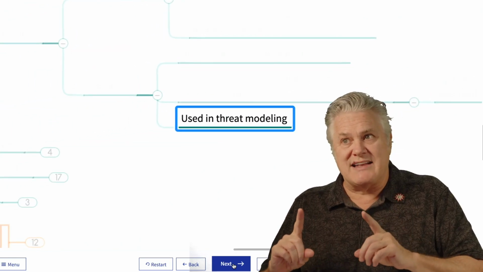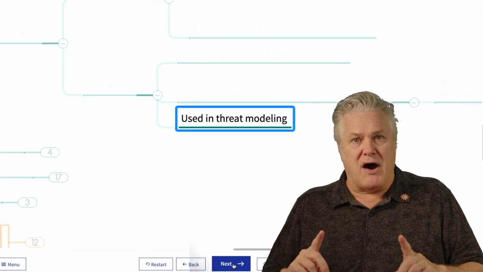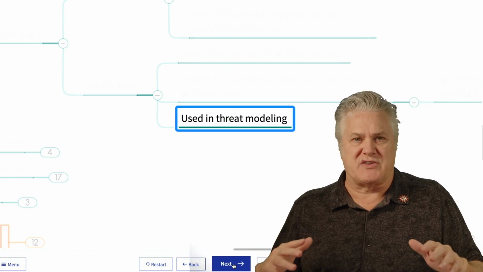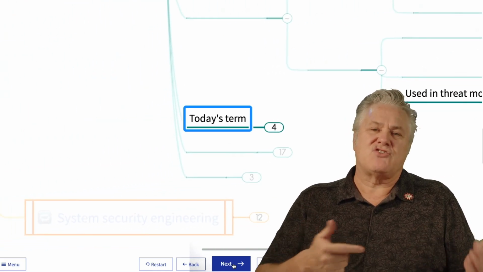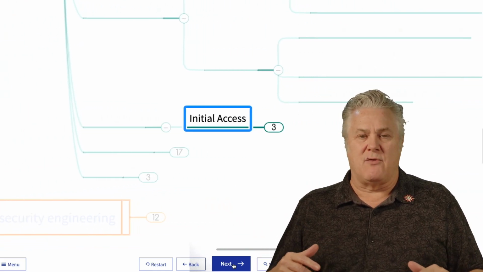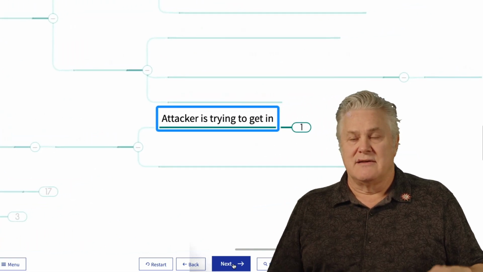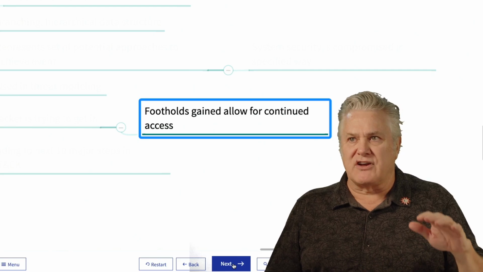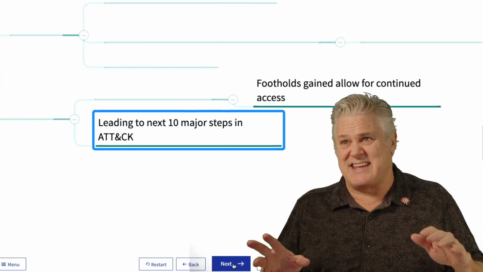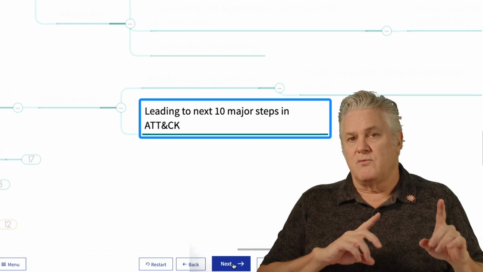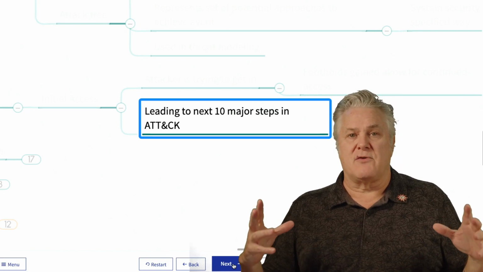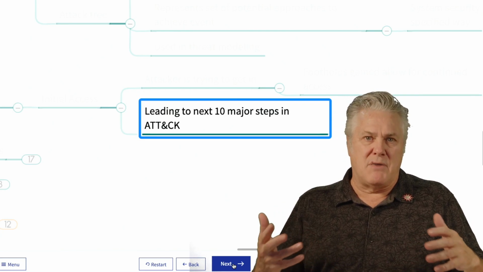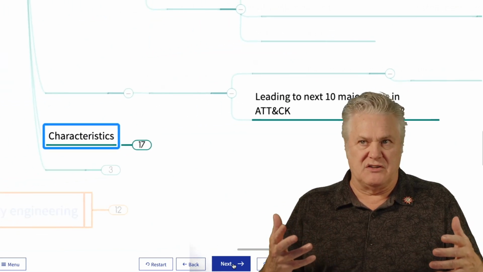We do use that today in our threat modeling. In a lot of tools that you see out there, they will actually talk about attack trees. But let's talk about today. Today, we're talking about what's called initial access. The attacker is trying to get in. Sounds like the same thing. The footholds gained allow for continued access. It is the same thing. But what we do is we attach this to the entire MITRE ATT&CK, and this would lead to the next 10 major steps in the MITRE ATT&CK framework, which we're going to look at.